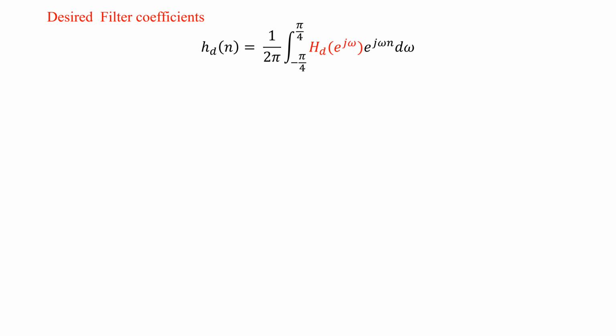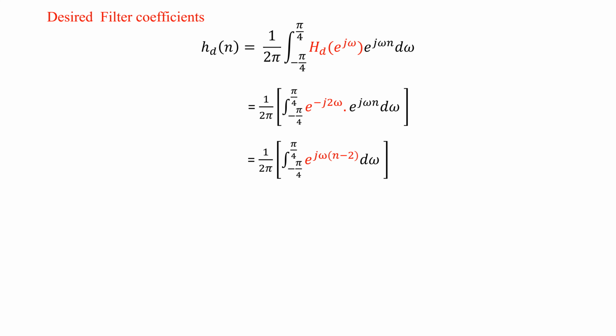Here we can substitute the given capital HD of e power j omega. Omega value is from minus pi by 4 to pi by 4. The HD of e power j omega is e power minus j2 omega. Here there are two exponentials given that we can combine. J omega is common in the powers of exponential, so we can take it outside.